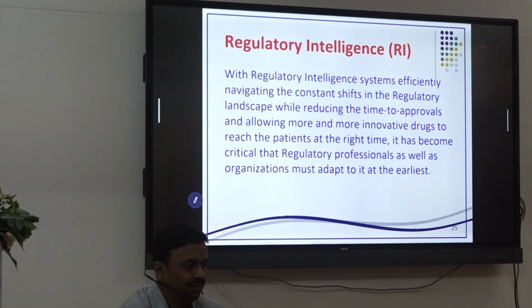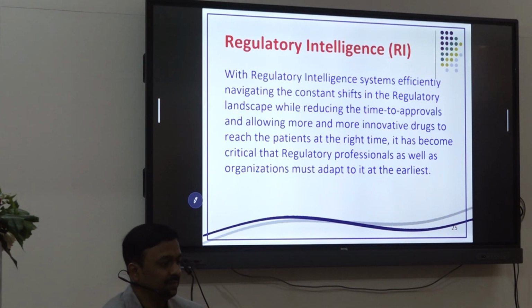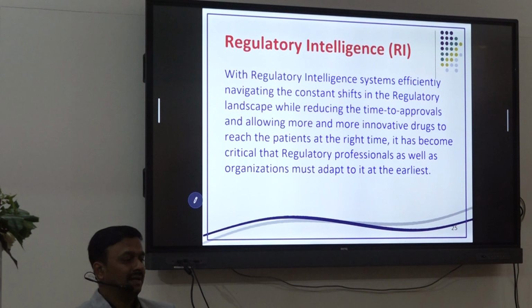Then with regulatory intelligence systems, there is efficiency in navigating the constant shifts in the regulatory landscape, while reducing the time to approvals and allowing more and more innovative drugs to reach the patients at the right time. It has become critical that regulatory professionals as well as organizations adapt to it at the earliest.